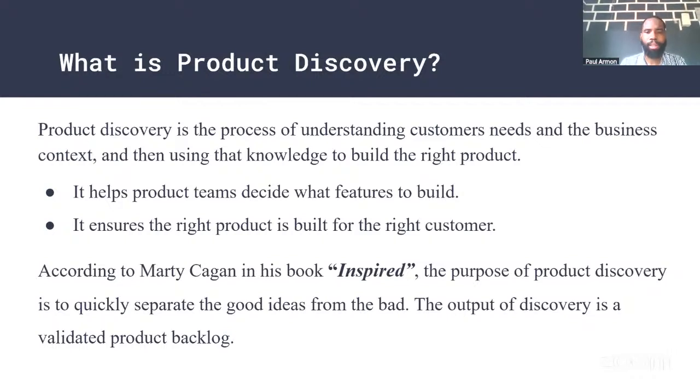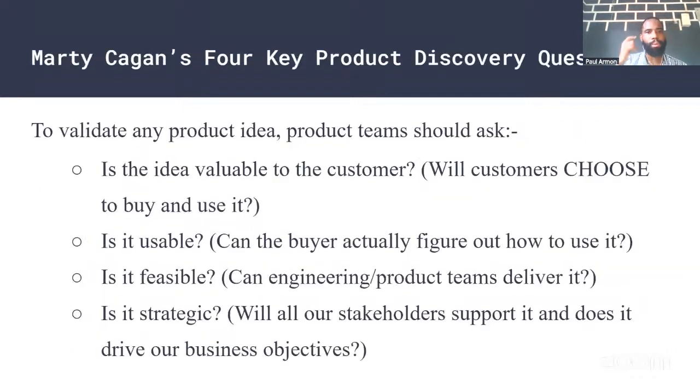According to Marty Cagan in his award-winning book, Inspired, the purpose of product discovery is to quickly separate good ideas from bad ideas. The output of product discovery is put into the product backlog. A product backlog is, in layman's terms, what the company or the team of developers is deciding to build for a particular time, maybe quarterly, yearly, or depending on the time frame they are using. According to Marty Cagan, the four product discovery questions are simple.